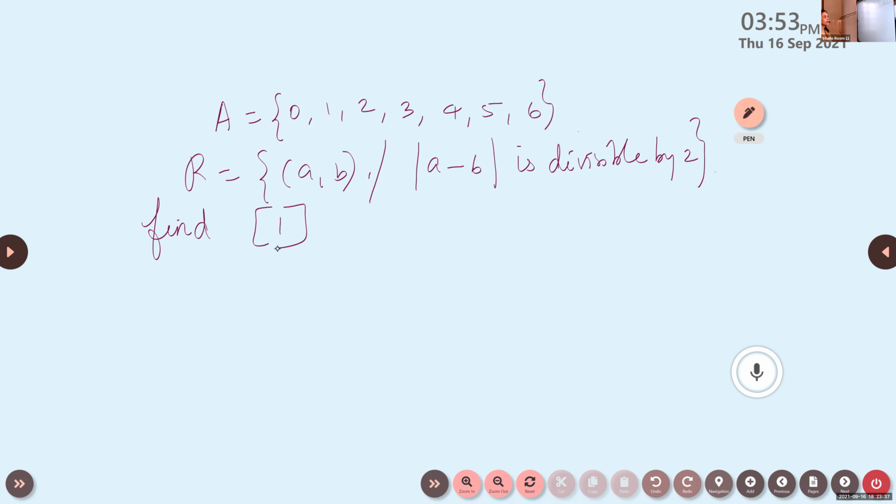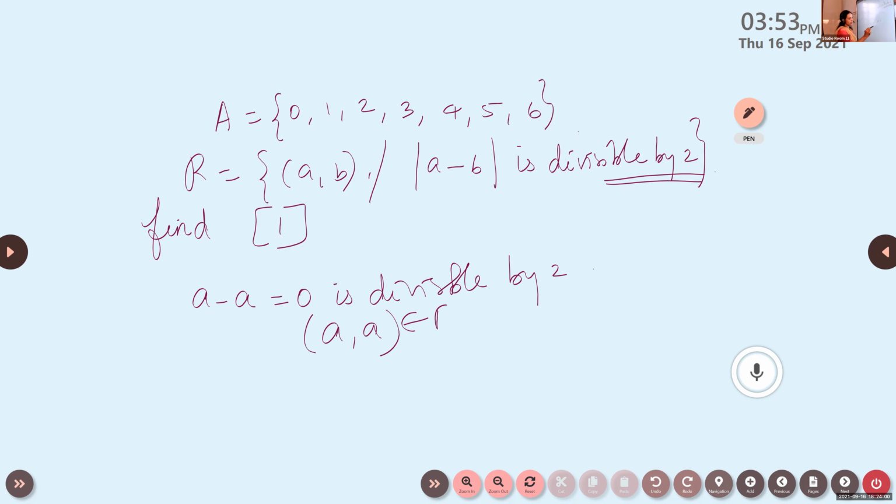Okay, whenever it is given like this, modulus of a minus b is divisible by 2 or divisible by 4, I have told you, you learn one general method. What is the proof we have learned? What is a minus a? a minus a is 0, isn't it? 0 is always divisible by 2. Therefore, an element will be related to itself. Therefore, (a, a) belongs to R.